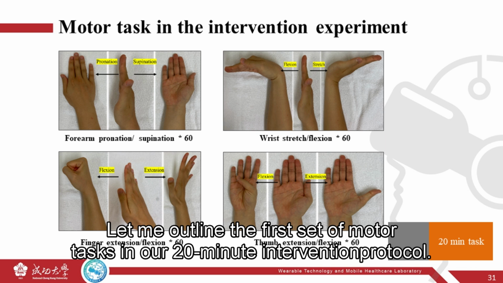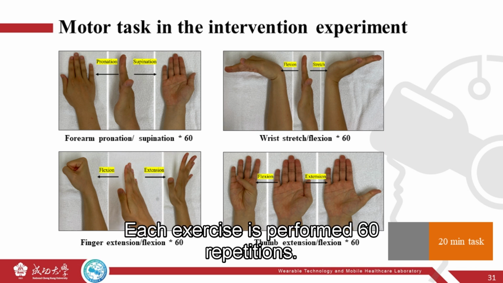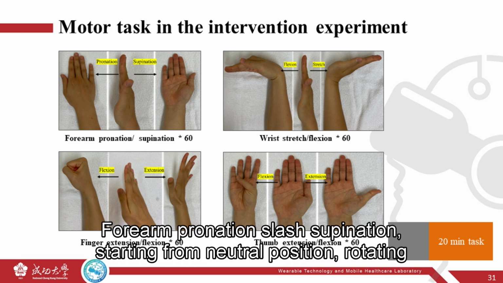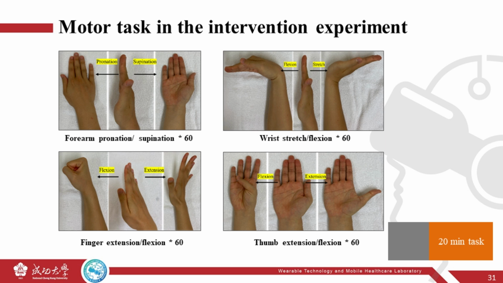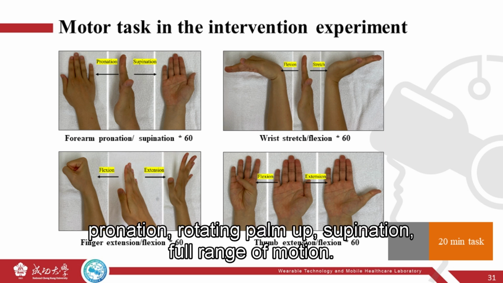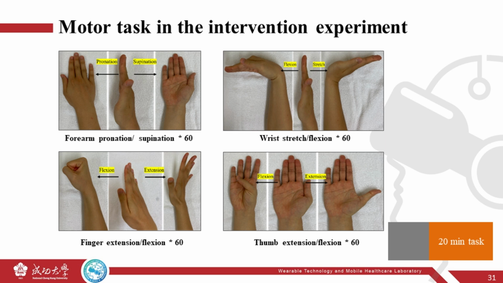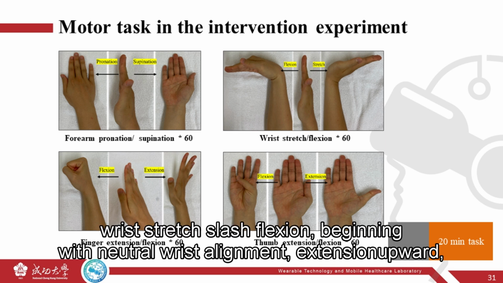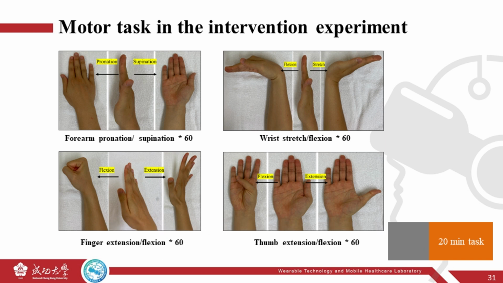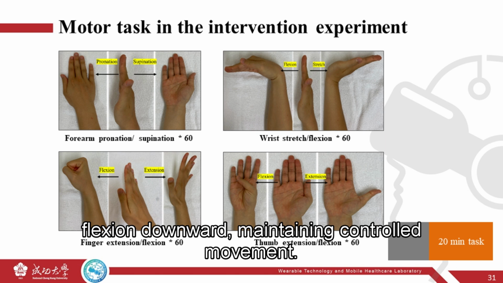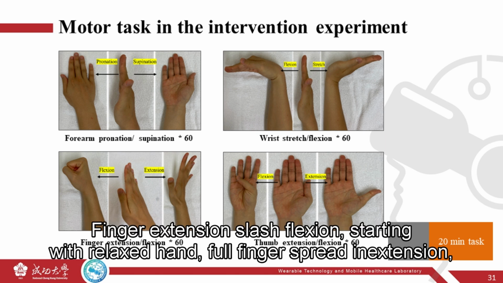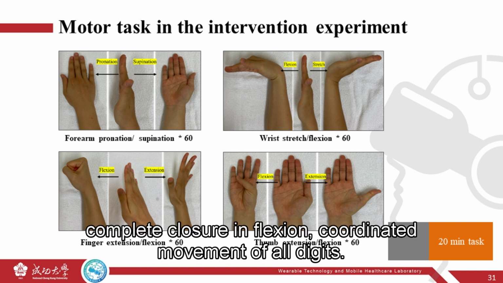Let me outline the first set of motor tasks in our 20-minute intervention protocol. Each exercise is performed 60 repetitions. 1. Forearm pronation/supination, starting from neutral position, rotating palm down, pronation, rotating palm up, supination, full range of motion. 2. Wrist extension/flexion, beginning with neutral wrist alignment, extension upward, flexion downward, maintaining controlled movement. 3. Finger extension/flexion, starting with relaxed hand, full finger spread and extension, complete closure and flexion, coordinated movement of all digits.